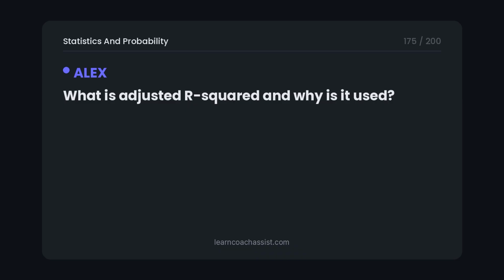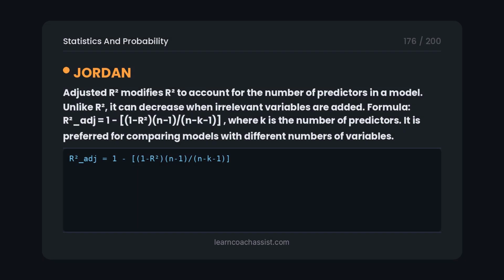What is adjusted R-squared and why is it used? Adjusted R² modifies R² to account for the number of predictors in a model. Unlike R², it can decrease when irrelevant variables are added. Formula: R²_adj equals 1 minus (1 minus R²)(n minus 1) divided by (n minus k minus 1), where k is the number of predictors. It is preferred for comparing models with different numbers of variables.